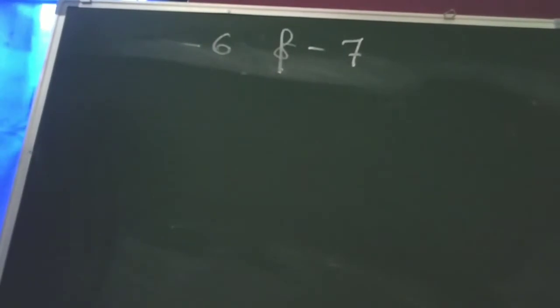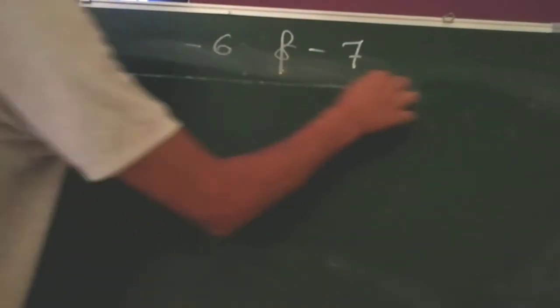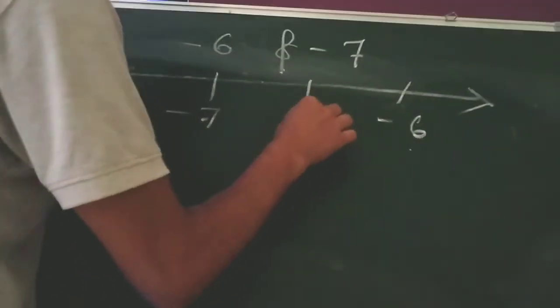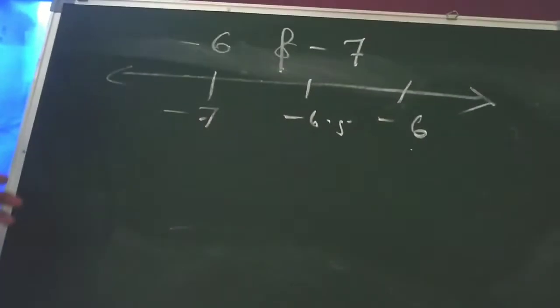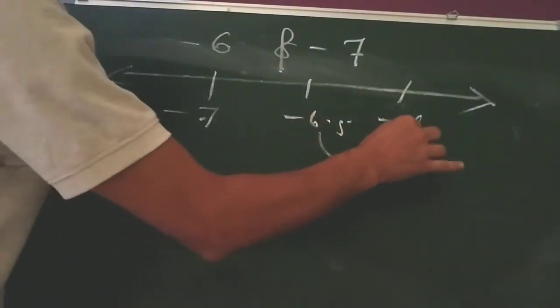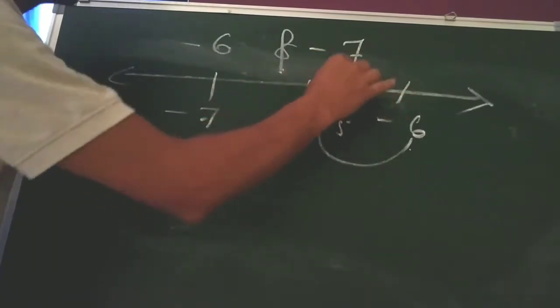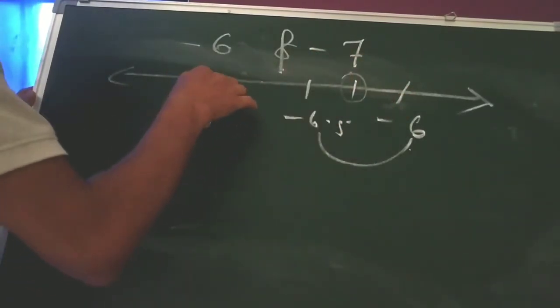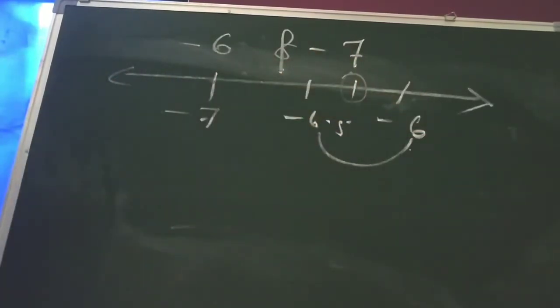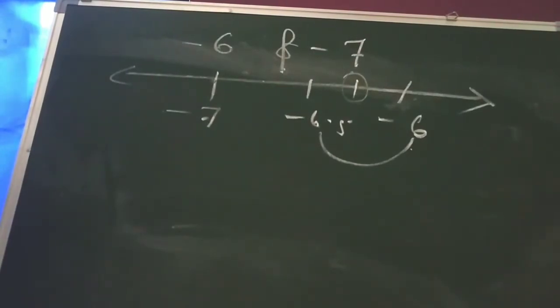See, suppose this is a number line and we have minus 7 here and minus 6 here, then it is minus 6.5. If we find again the mean, the number will lie here. So the second number we always find between minus 6 and minus 6.5. So now we are going to find the second rational number, between minus 6 and minus 6.5.